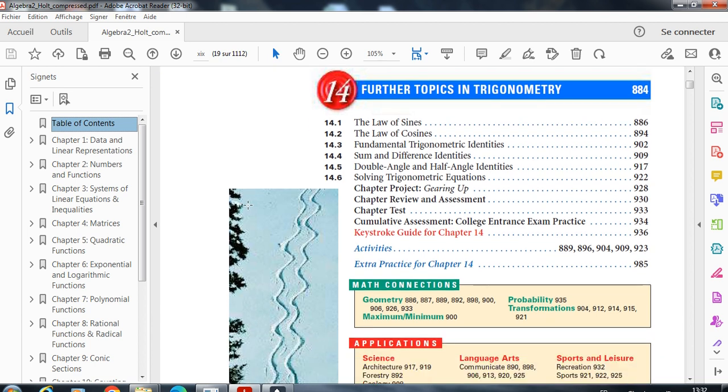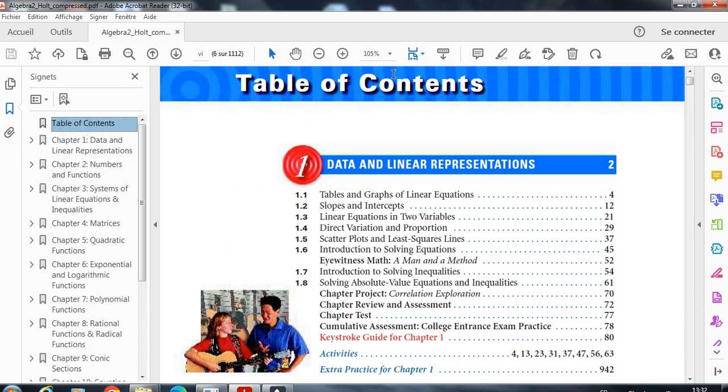So this is algebra 2. This is the fundamental contents of algebra 2, the fundamental chapters and the different lessons in each chapter.